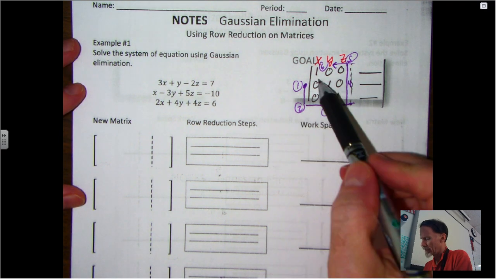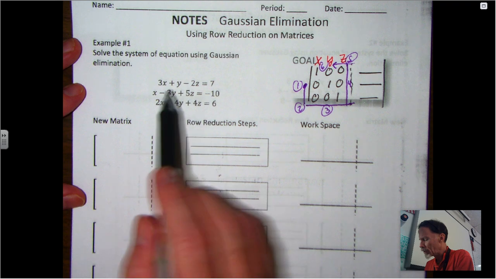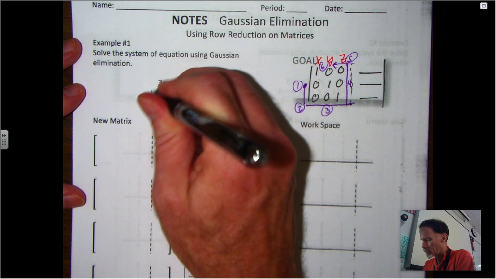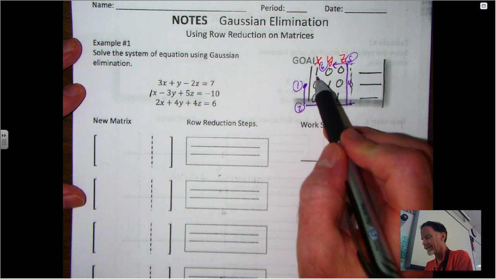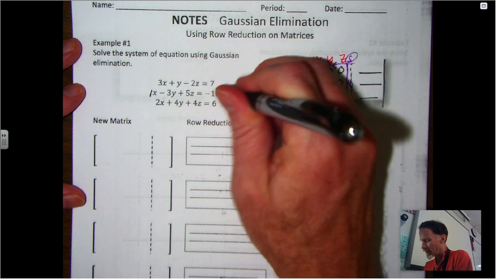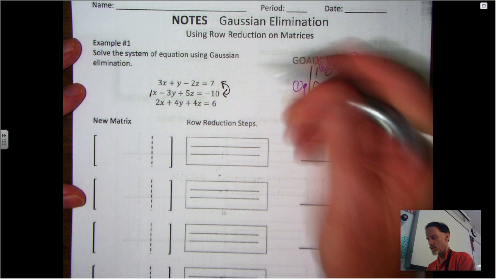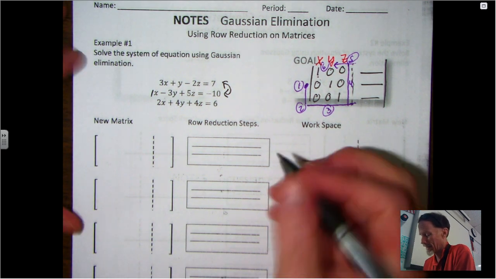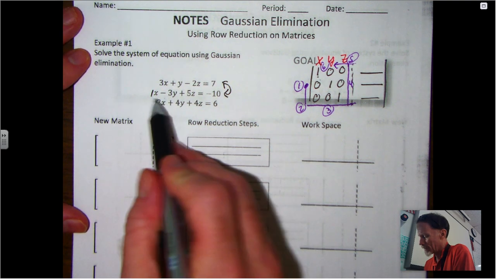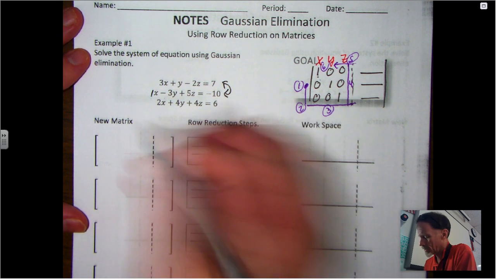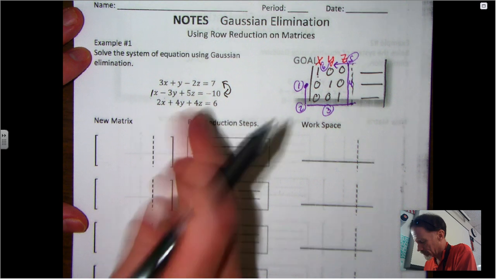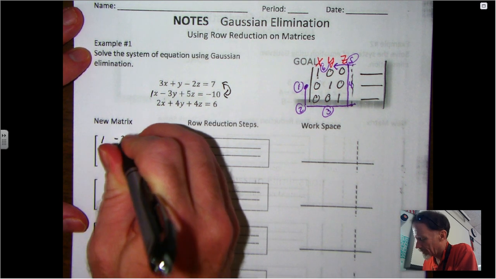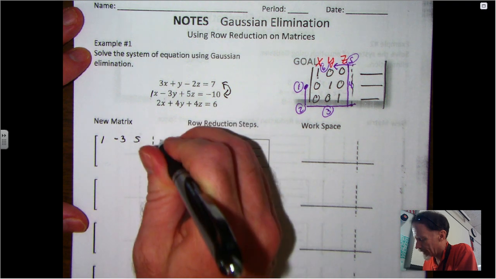If you look at the goal in this question, look at my second equation, because the number in front of that x is a 1, and I know I want a 1 here. So let's just switch equation 1 and equation 2. We're not doing any math, just making the 1 up there in the top corner, because we know we want that at the end anyway. So I'm going to write equation 1 first, again x, y, z, constant. So it's going to be 1, -3, 5, and -10.